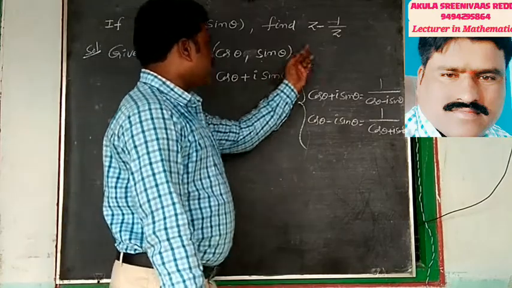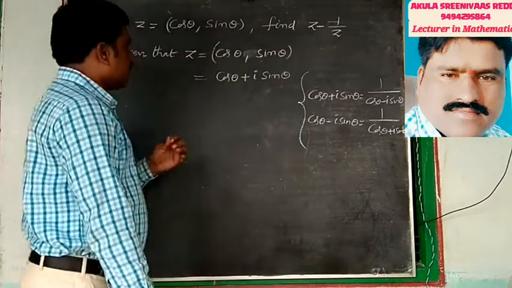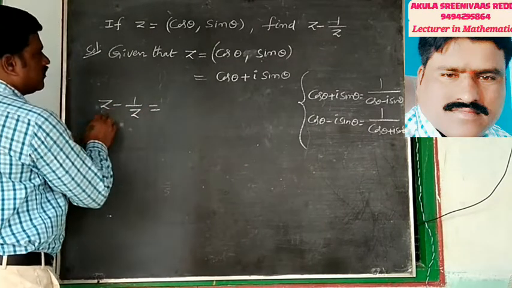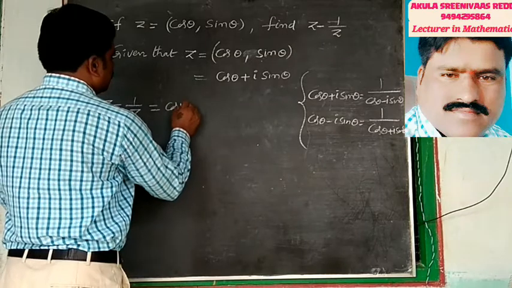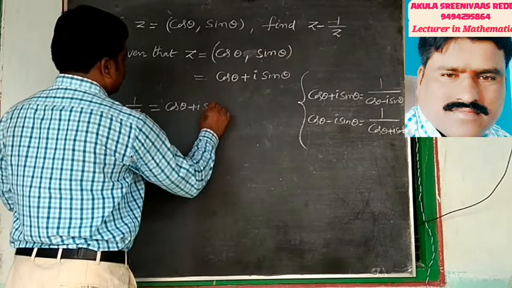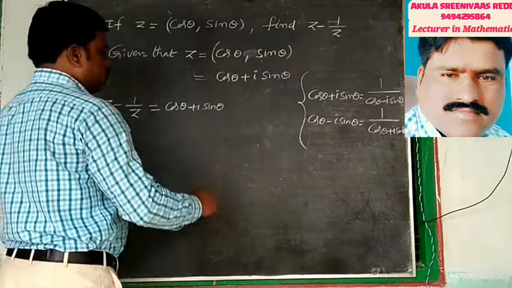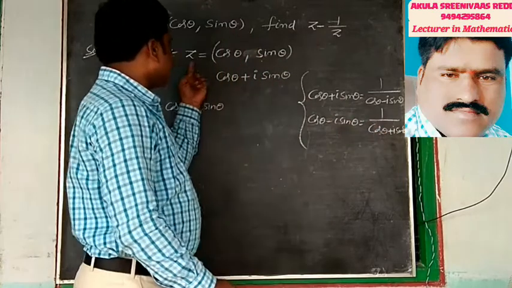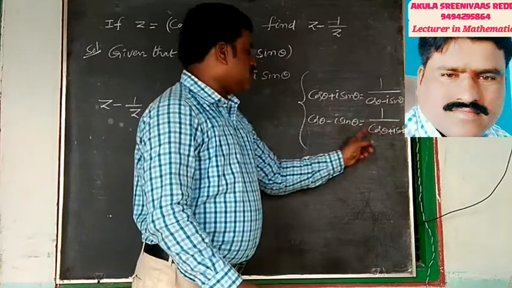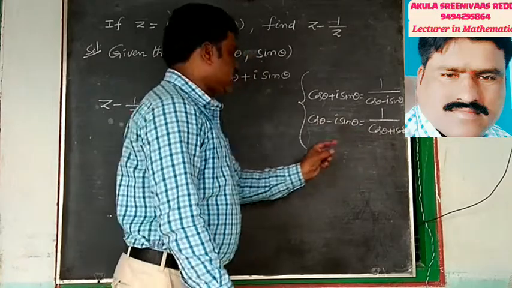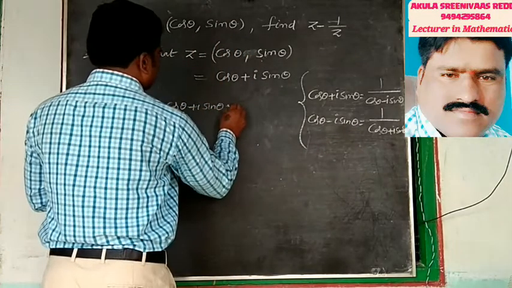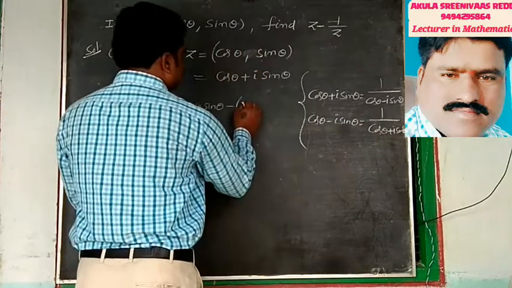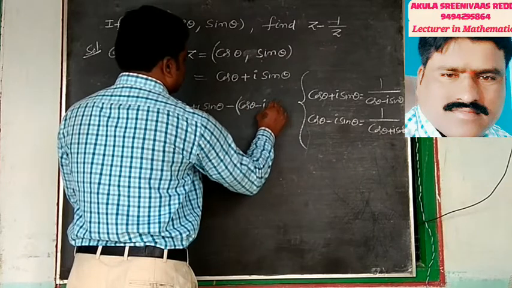Now we find z minus 1 by z. So z value is cos theta plus i sin theta. We observe this is 1 by z. Cos theta plus i sin theta is the z value. So 1 by z is equal to cos theta minus i sin theta. So minus of 1 by z means this is 1 by z. 1 by z value is cos theta minus i sin theta.